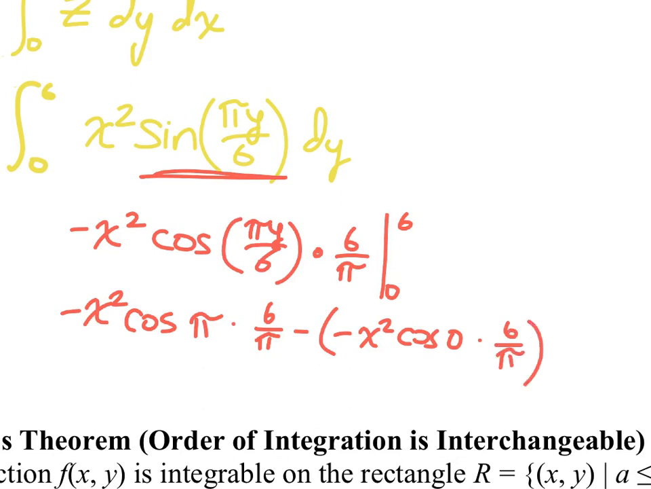Yeah, but we're dividing by the derivative of the inner function. So dividing by pi over 6 is the same as multiplying by 6 over pi. So we're multiplying by the reciprocal. If we were taking the derivative, we would multiply by pi over 6, but it would go in the other way.